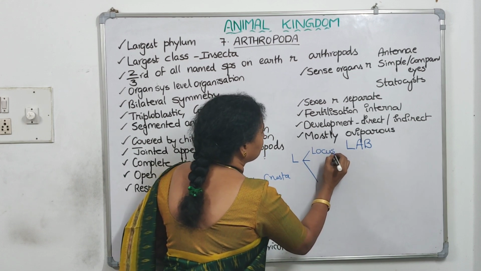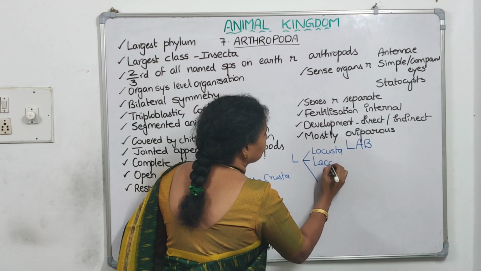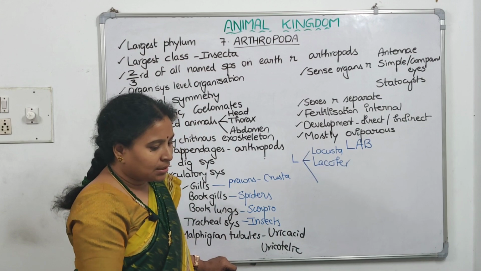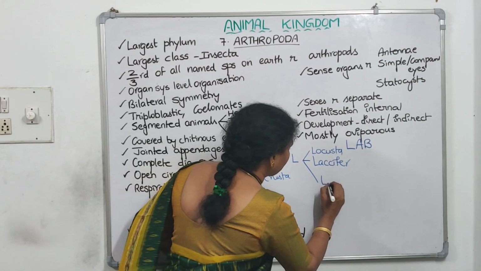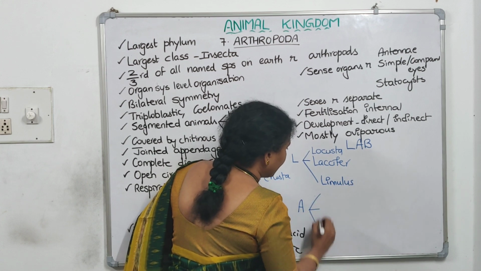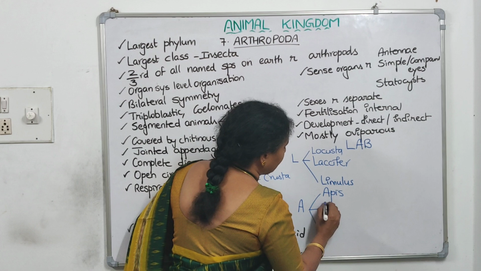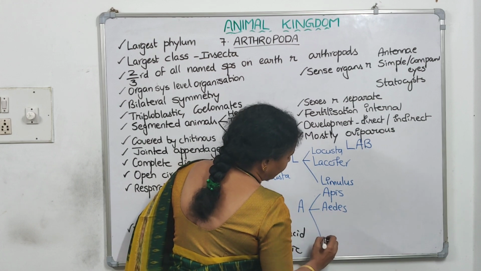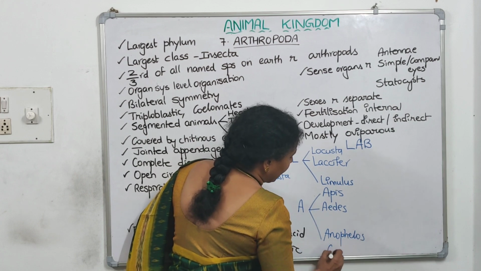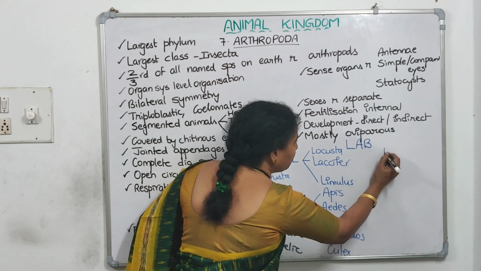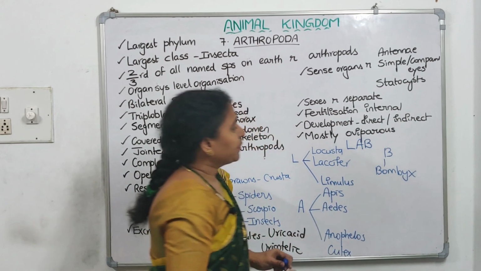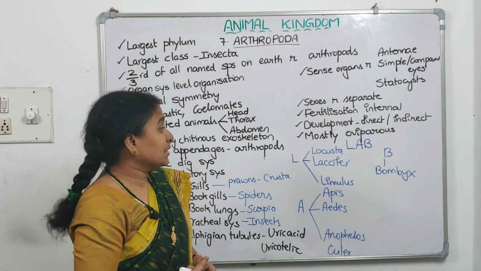Locusta, Laccifer, and the third L is king crab, Limulus. And coming to A, the 3 A's are Apis indica, honeybee, Aedes mosquito, and next one is Anopheles mosquito, and add Culex also. And coming to B, 1 B only, Bombyx mori, it's called silkworm.